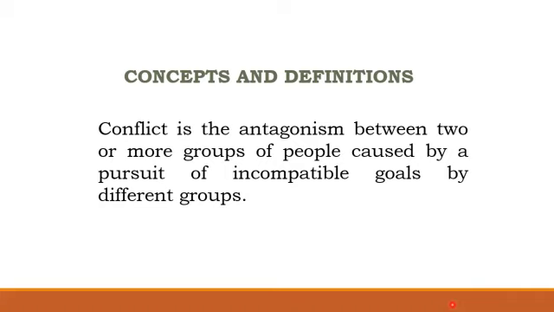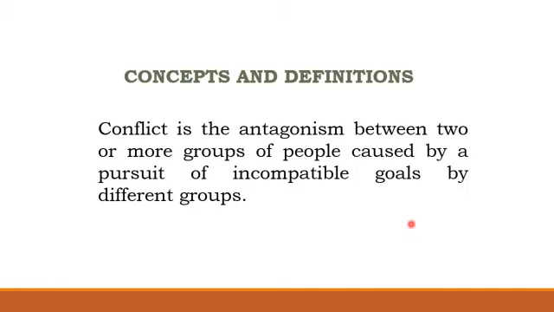Conflict is understood from different perspectives. It is also understood from different theoretical backgrounds. So there are various definitions by various authors. But the definition that I have for you today so that we can have an appreciation goes like, conflict is the antagonism between two or more groups of people caused by a pursuit of incompatible goals by different groups.